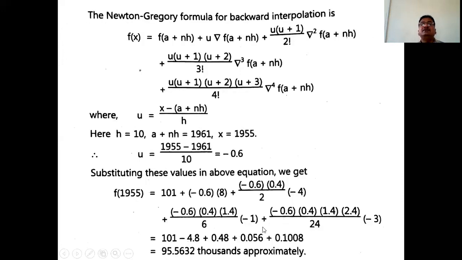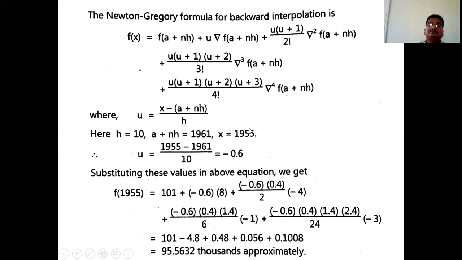So write the general Newton backward interpolation formula. Fx is equal to f of a plus nh, plus u del f of a plus nh, then all the remaining terms. So write terms up to del raised to 4 f of a plus nh, and then find u. What is u? X minus a plus nh divided by h, that is x minus last point divided by h. And what is h? H is 10. A plus nh is what? 1961, that is the last value of x. And what is x? 1955. That is, we have to interpolate the function fx at 1955, that is, find the value of y or fx at x equal to 1955.